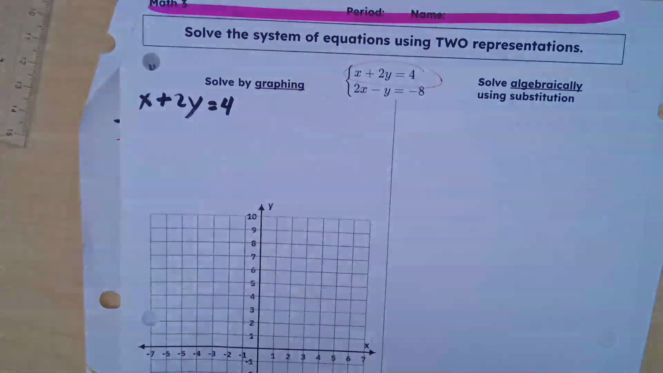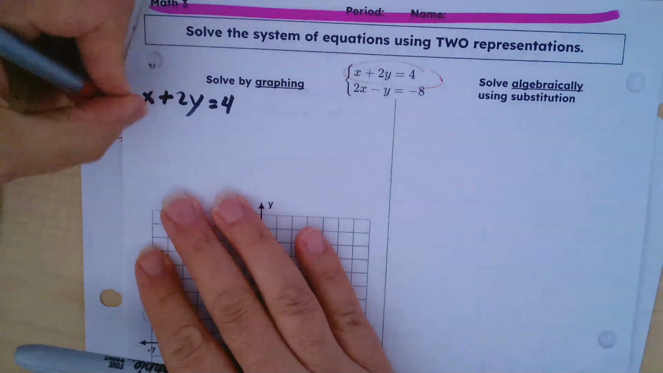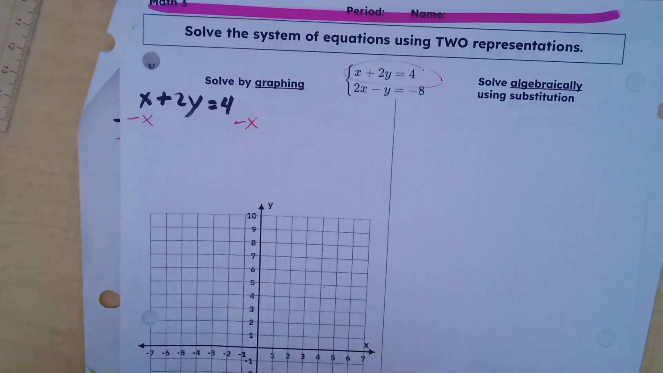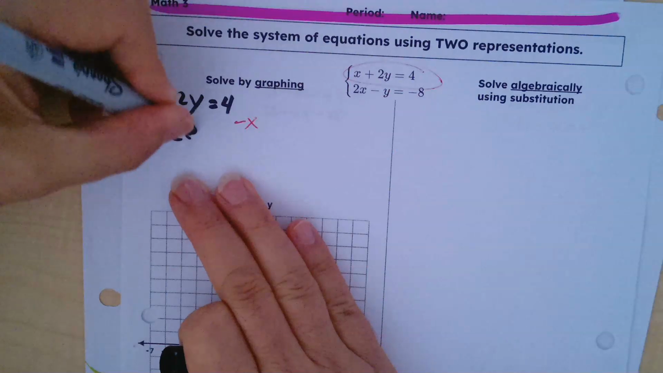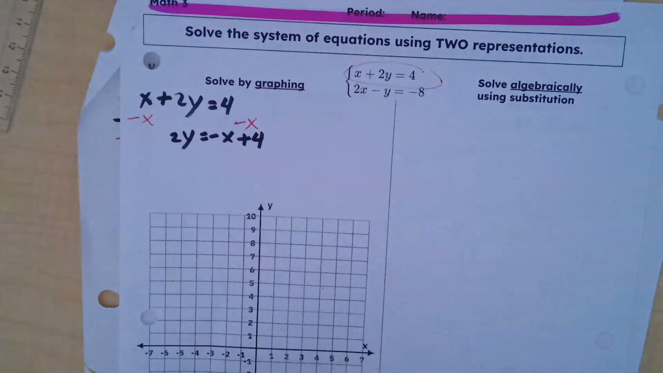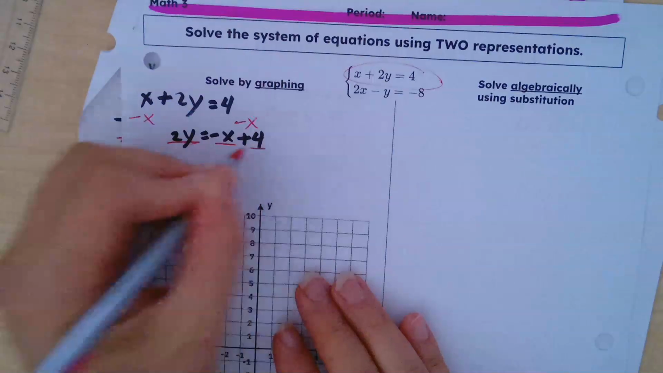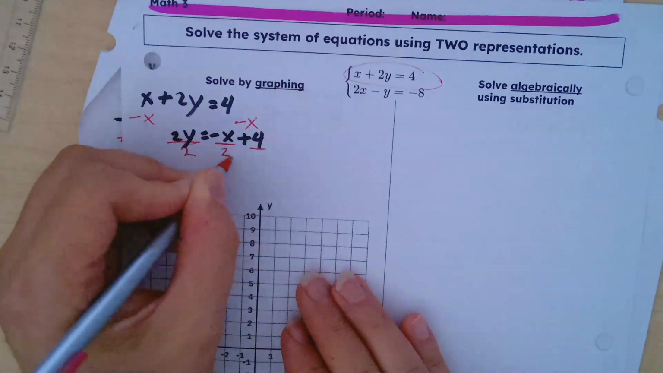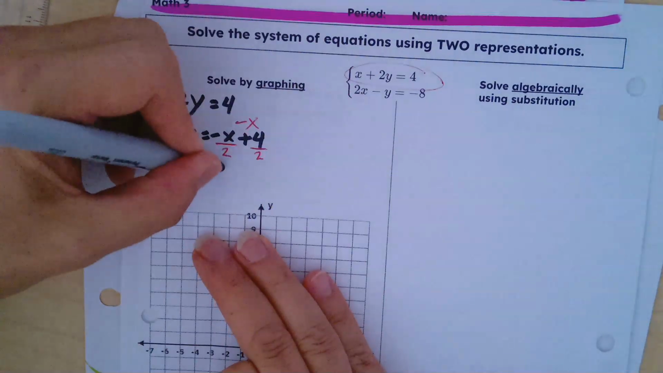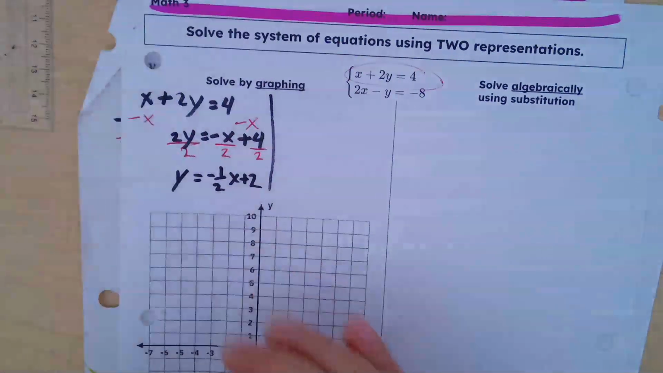Okay, so to make it look in y-intercept form, I could subtract x on both sides of the equal sign, and then I get 2y equals negative x plus 4, and then I divide both sides of the equal sign by 2, and then I get y equals negative 1/2 x plus 2. Okay, that's one of my equations.